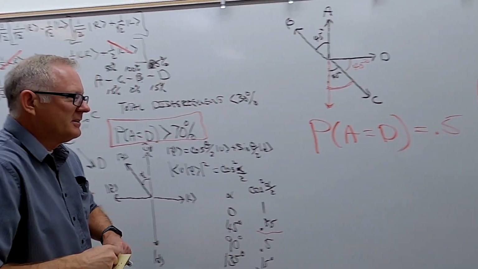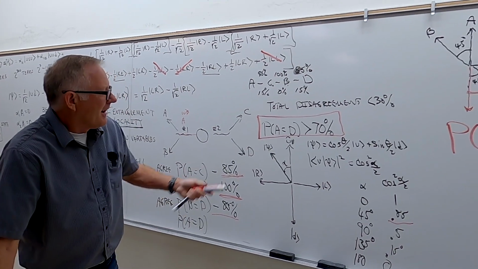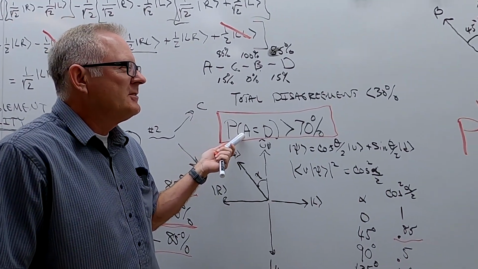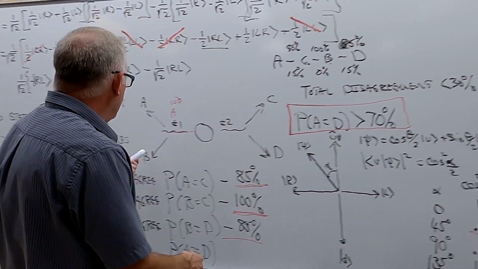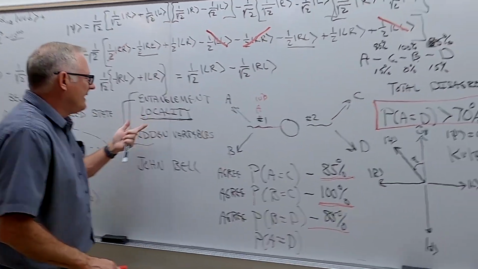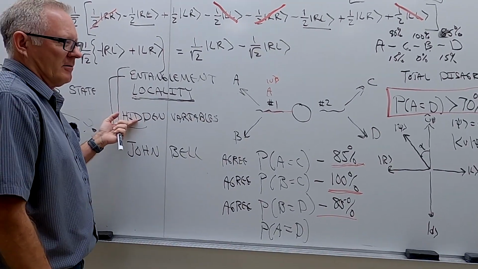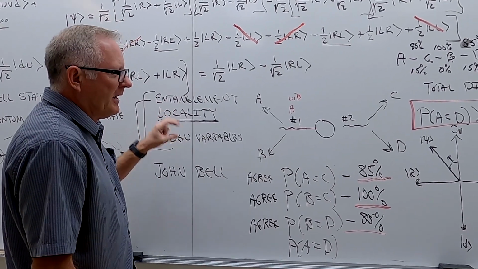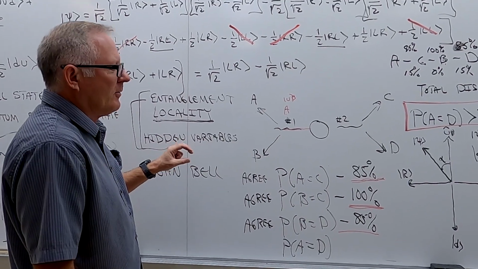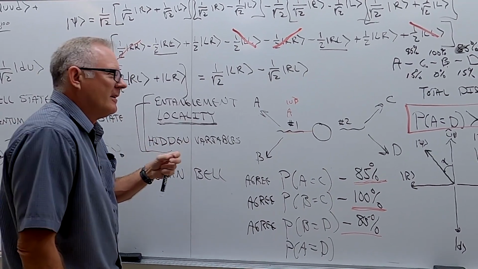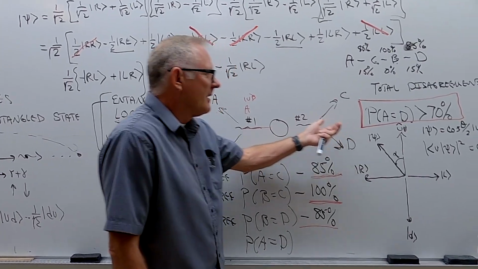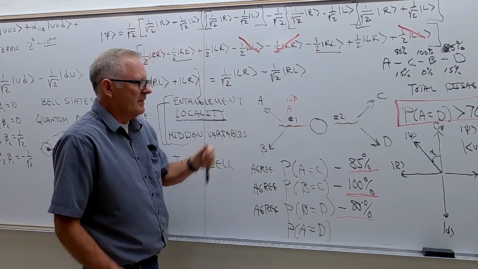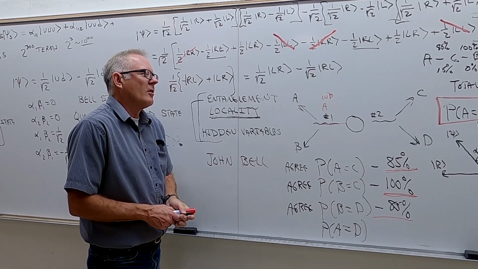Which means that this is being violated right here, which means that assuming locality and hidden variables is all wrong right here. This can't be. There is communication going on. You can communicate, well, not we. Quantum particles can communicate across the whole galaxy in no time right here, which is quite strange.